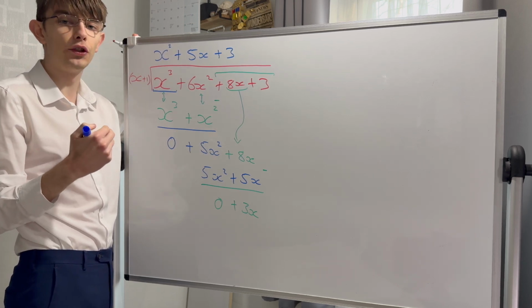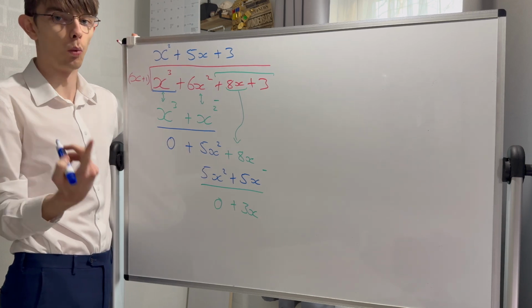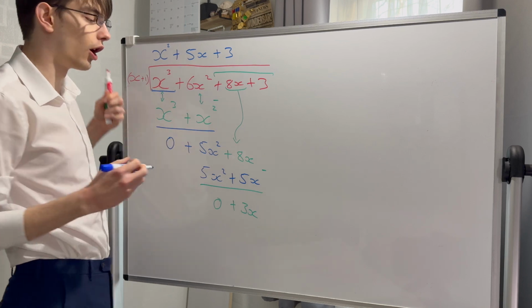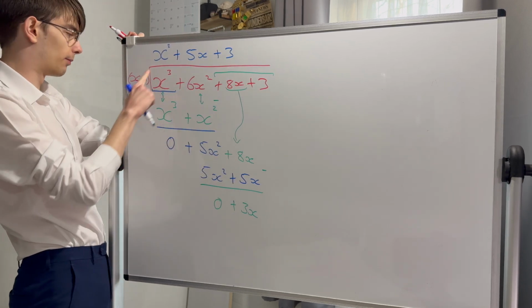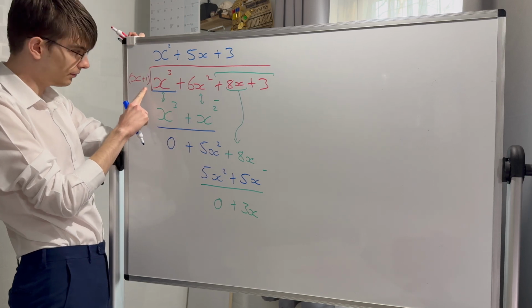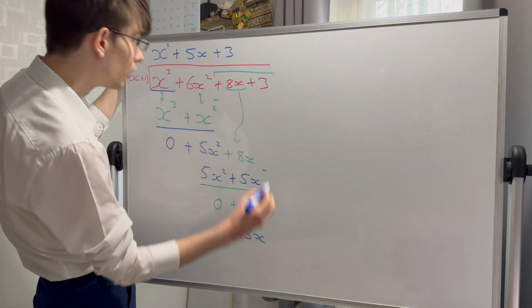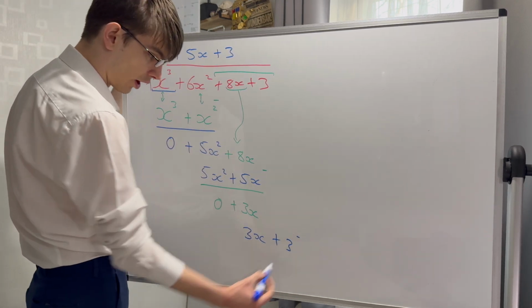The same way if you did 10 divided by 3 with the bus stop method, you would end up with a remainder of 1. We need to check there are no remainders. How do we do that? Well, I do the whole process again. So I take my 3, I multiply it by my divisor, so I end up with 3x plus 3. And then I minus them.